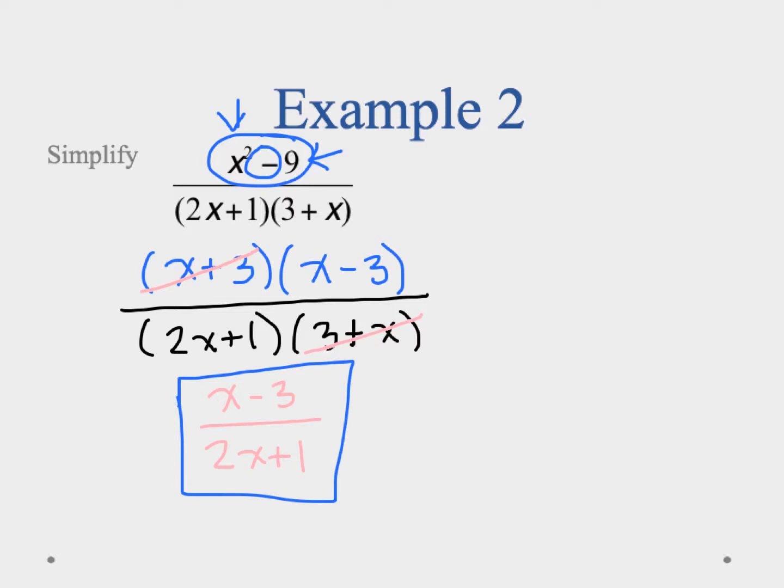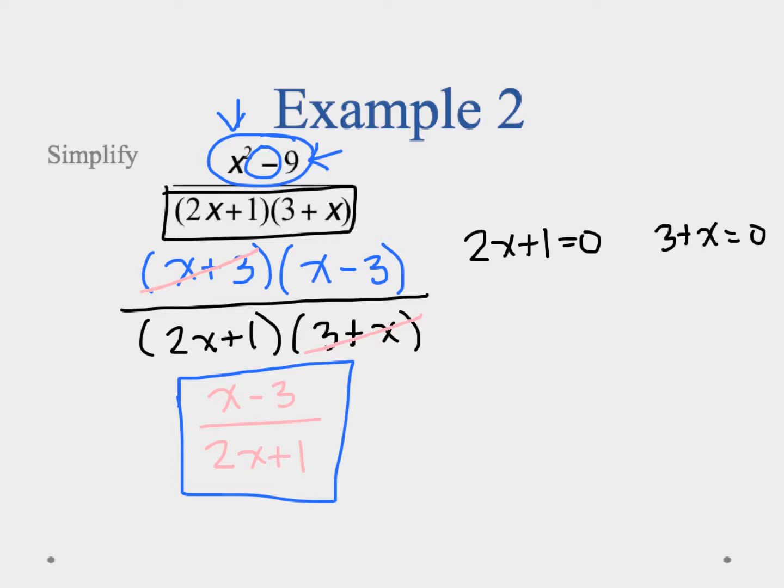Now I need to look at my exclusions. What I'm going to do is look back at my original equation where we first started, and I'm going to take those and set them each equal to 0. So I have 2x plus 1 equals 0 and 3 plus x equals 0. Because anything times 0 is going to be 0 and we can't divide by a 0. So if this one equals 0, it doesn't work, or if this one equals 0, it doesn't work. So that's why I'm setting them both equal to 0.